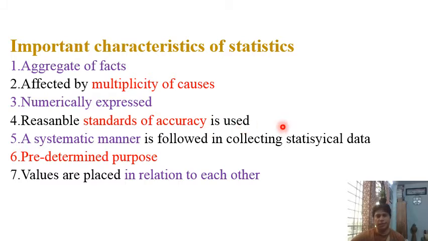Reasonable standard of accuracy. Statistical results are not 100% accurate. It is not universally accepted. These results are correct in a specific standard for a particular person, for a particular organization. It is not 100% right. It may be 80% right, it may be 70% right, it may be 90% right, but not 100%. It is not sure.